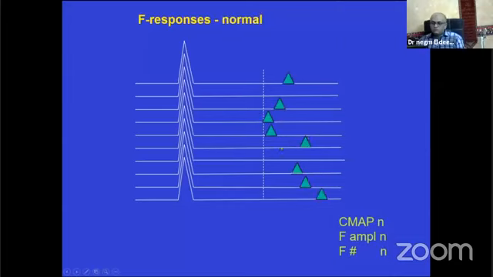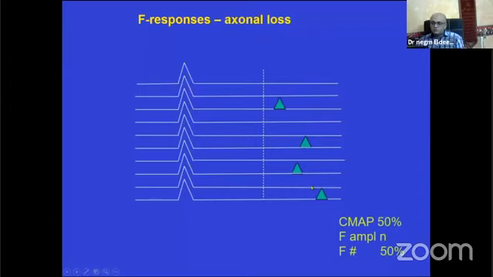If we go back to normal now, and then we look at the next type of pathology, namely axonal loss, for example in a nerve trauma, entrapment, or so, we have reduced CMAP amplitude, and we have fewer F responses because we have fewer axons where F responses can be transported. The amplitude here, at least in the beginning before a re-innervation, is normal. So CMAP 50%, F amplitude normal, and number of F is 50% of normal.